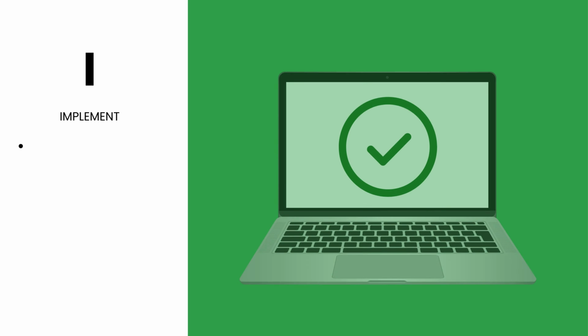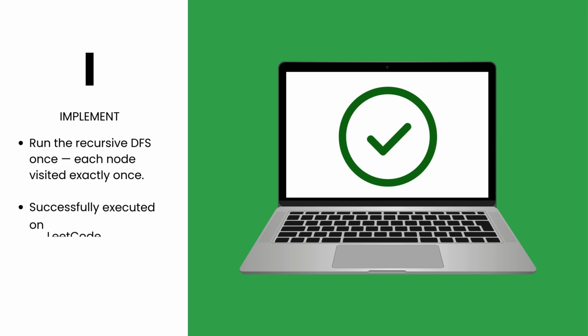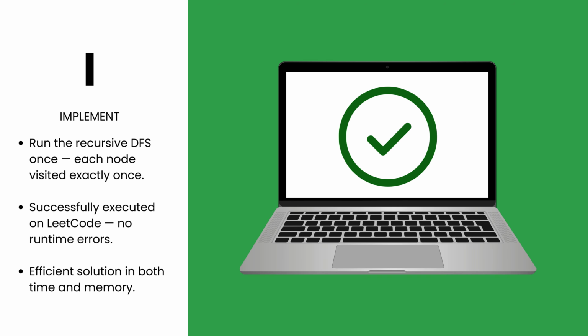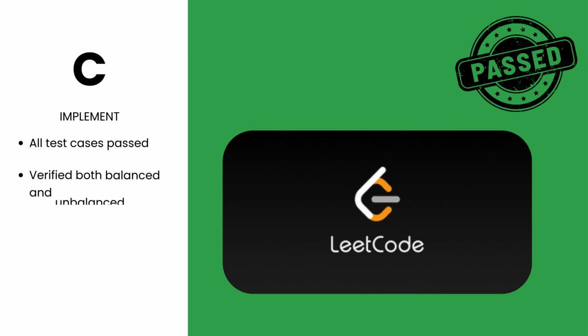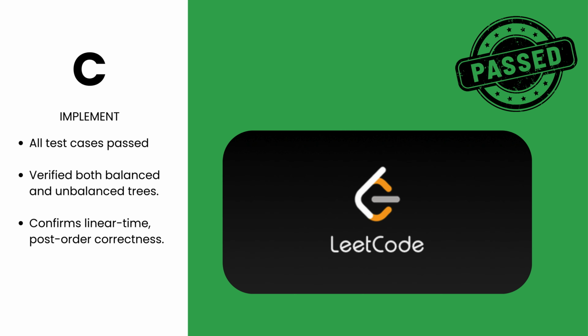We ran the logic in LeetCode, and it worked smoothly. No errors, no redundant height checks. The recursive calls handled balance and height together just as planned. After testing across multiple trees, every case passed, from perfectly balanced trees to skewed, chain-like ones. The solution produced correct results and ran efficiently.